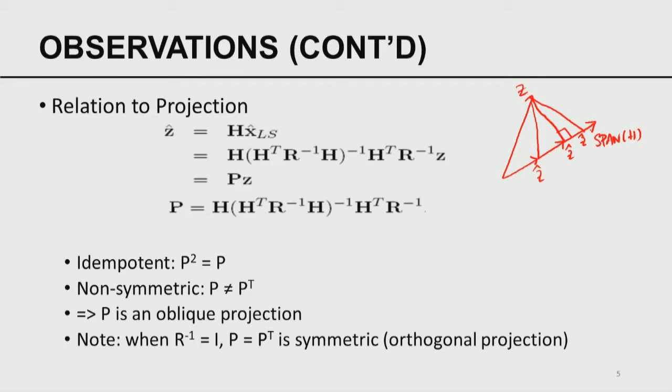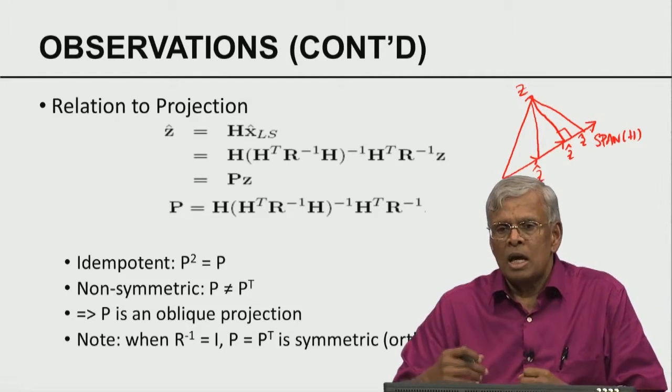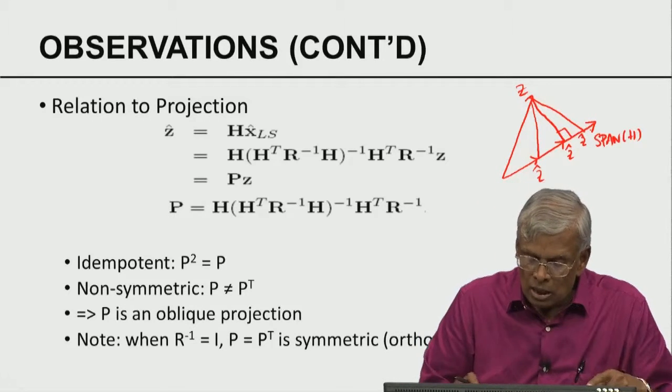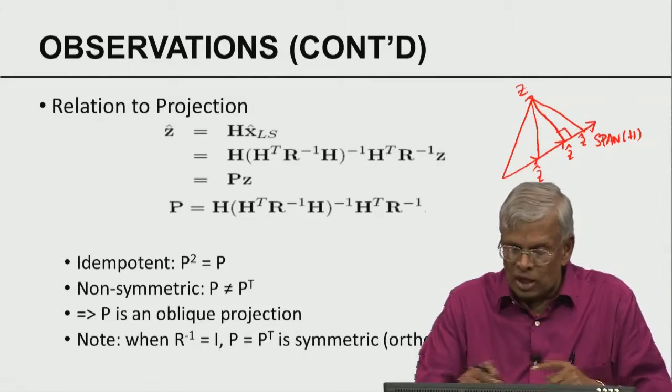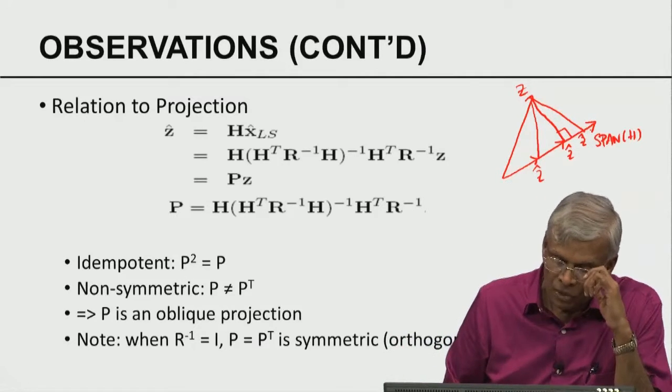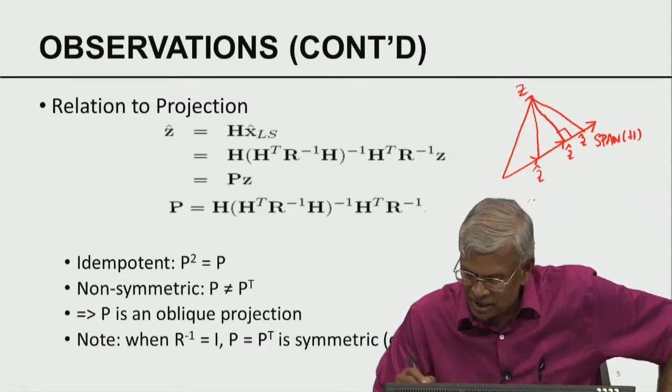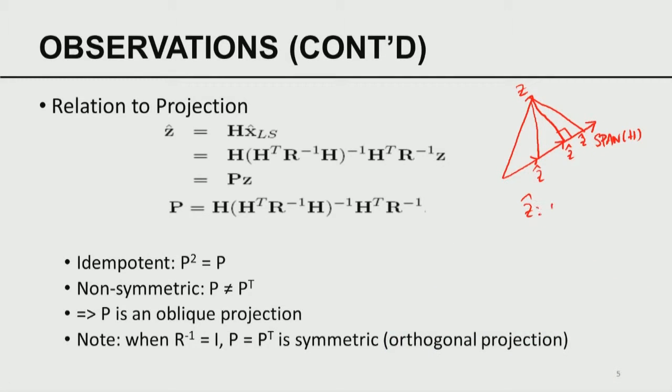Oblique projection occurs when there is a weighted least squares. Orthogonal projection comes in only when you do ordinary least squares. These are weighted least squares, so we are going to get oblique projections in here. Therefore, whichever projection you have, z hat is always equal to H of XLS. XLS, the formula for that is already known. You substitute that formula. This is the expression for the projection of z onto the span of H.